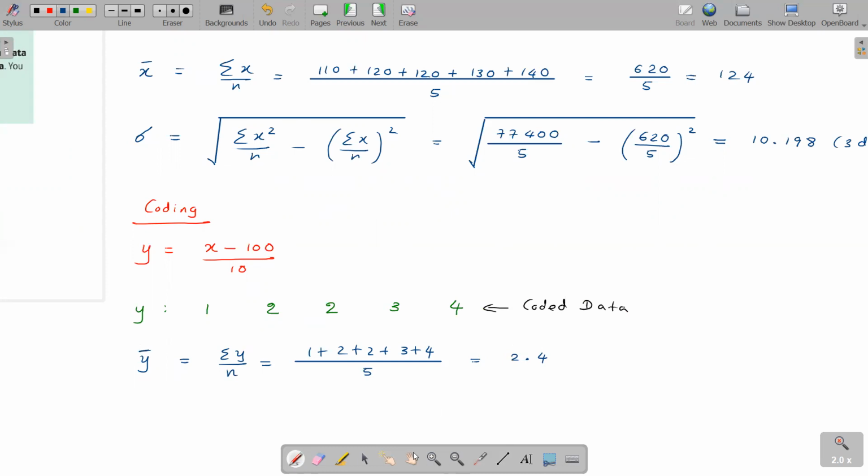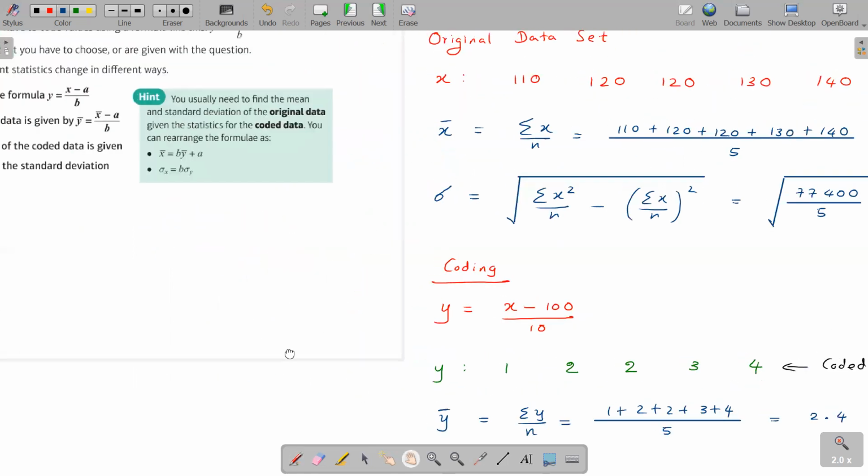Now, Y bar is the mean of the coded data set. The whole point of coding is that we get a data set that's smaller, so we can easily find the mean. But is Y bar what we actually want, the final answer? No. What we really want at the end of the day is the actual original X bar. I want to go back to my X bar. How do we go back to the X bar?